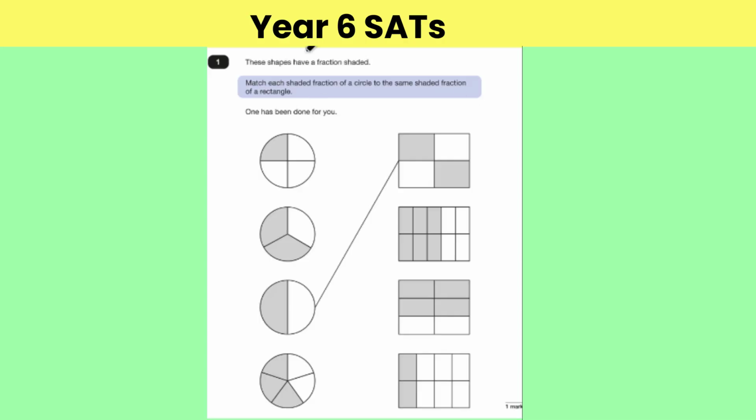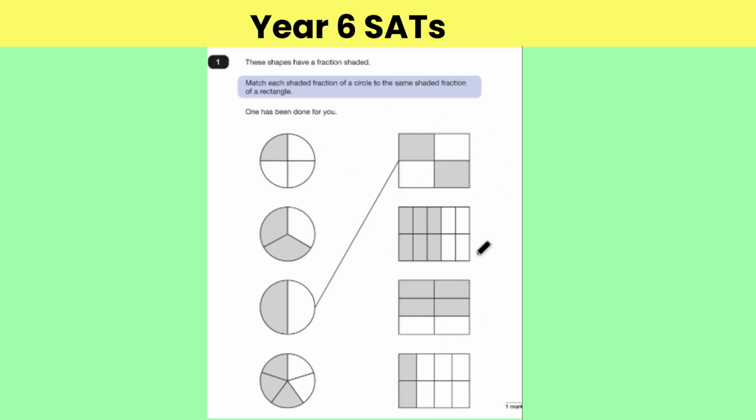Question 1. These shapes have a fraction shaded. Match each shaded fraction of a circle to the same shaded fraction of a rectangle. One has been done for you, so it shows you an example: half of a circle is matched up to half of a rectangle. It's 2/4, which is equivalent to 1/2.